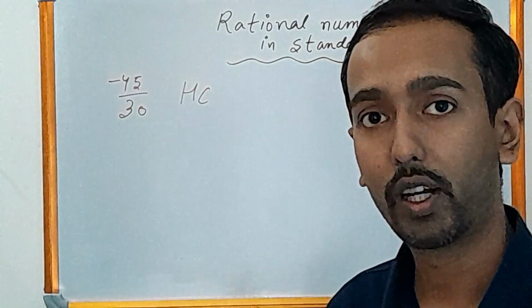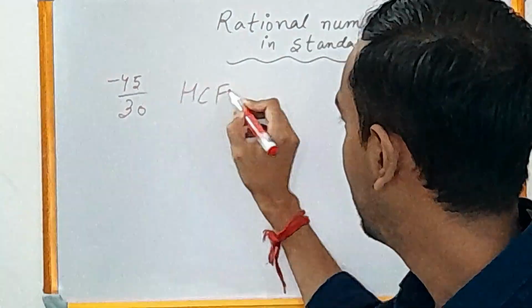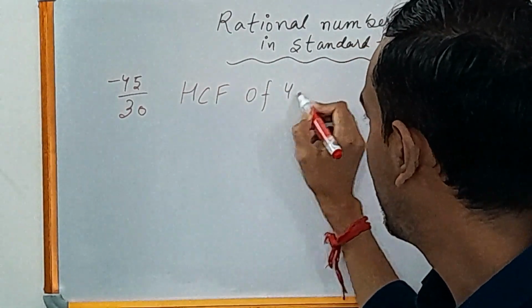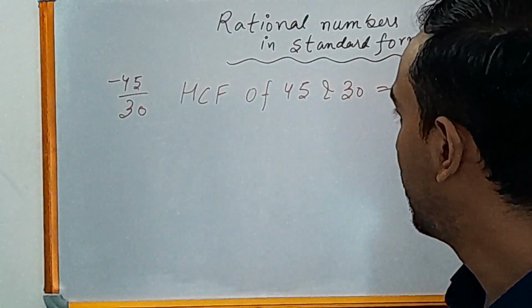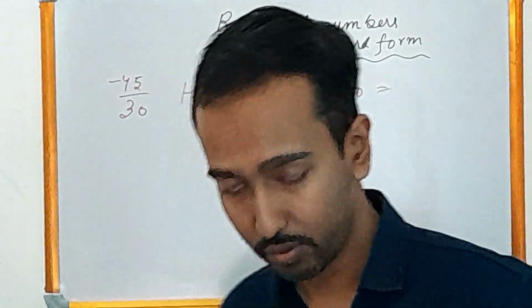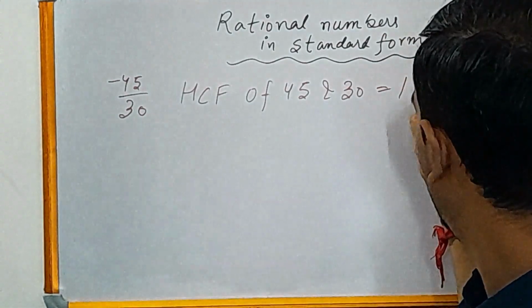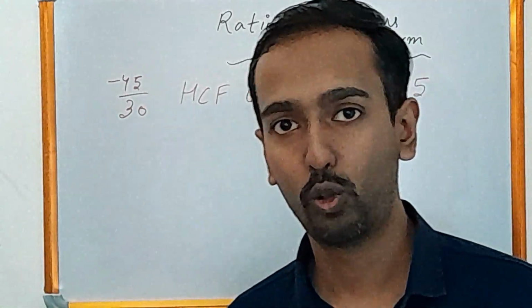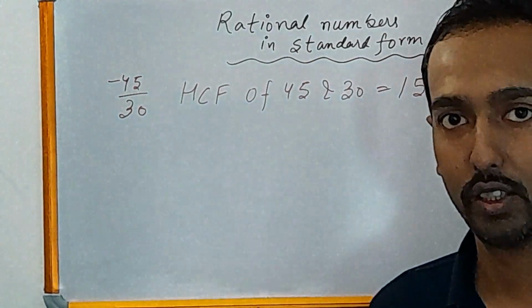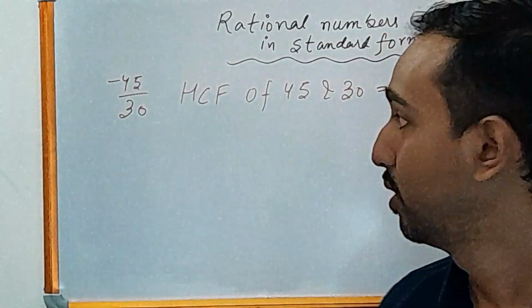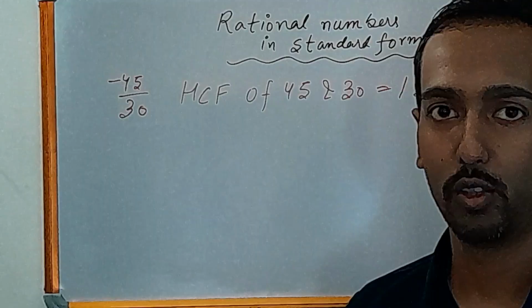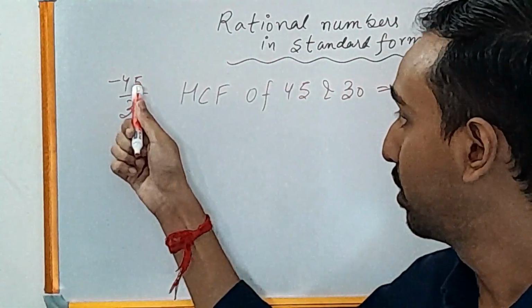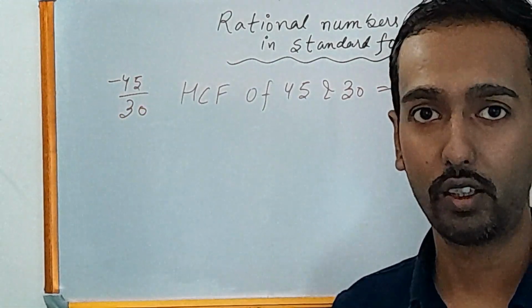We all know from earlier classes that the HCF of 35 and 30 is equal to 15. So if you want to know more about HCF, I will teach it in the next classes. For now, let's assume that this is the HCF of 35 and 30. So our next step will be to divide the numerator and the denominator by the HCF.